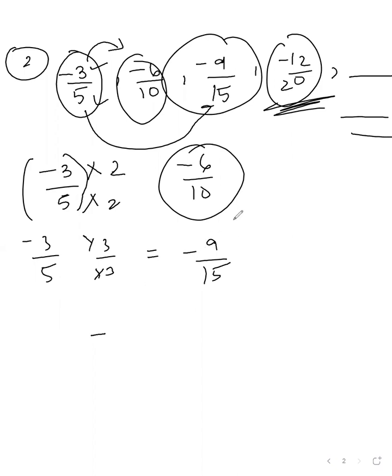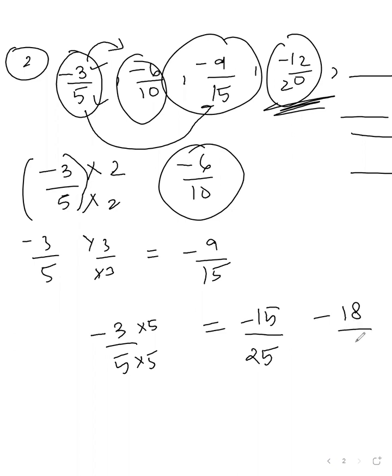Sorry, 4 more. So minus 3 by 5 multiplied by 5. Very good. Give us minus 10. No, sorry, minus 15 by 25. Then minus 3 by 5 multiplied by 6. Minus 18 by 30.